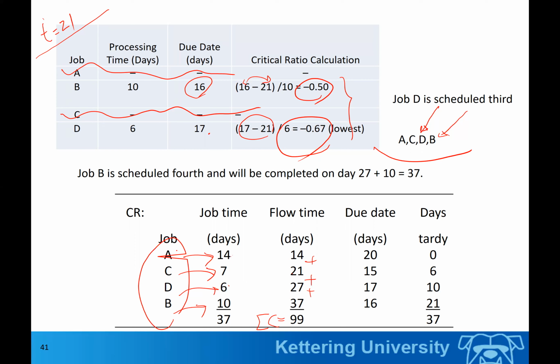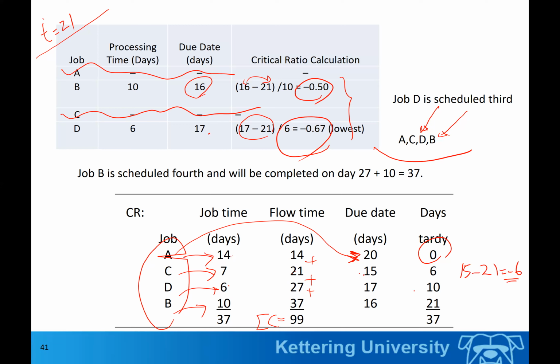And then for each job, I have also provided the due date. So how many days are we tardy? For job A, the due date was 20. The flow time or completion time was time 14. So I will not have any tardiness, the due date minus that time is 0, because I'm not really late. But 15, for example, minus 21 is negative 6. So it shows that I'm 6 days late.